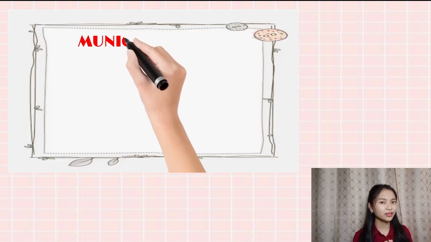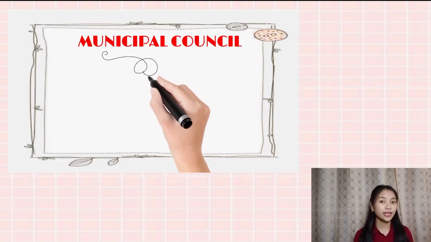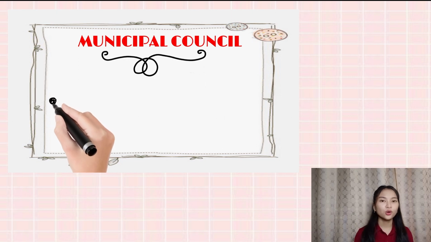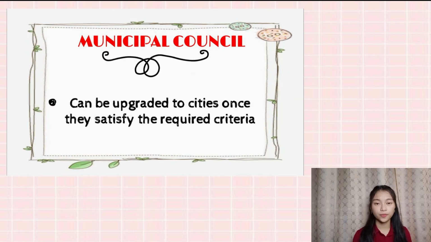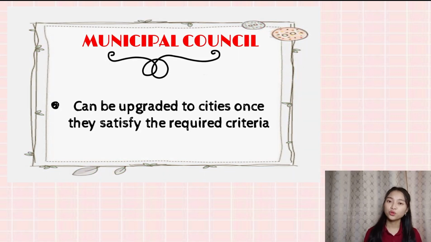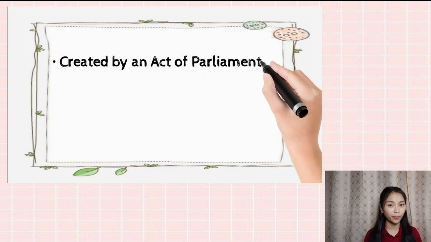So, the characteristic of a municipal council is that it can be officially upgraded as a city once it satisfies the required criteria. An example is the Municipal Council of Kota Kinabalu, MPKK, which was officially upgraded as a city on 2nd January 2000 when it finally satisfied the required criteria, and is now known as DBKK. A municipal council is also created by an act of parliament, which is why it is known to be the smallest administrative subdivision to have its own democratically elected representatives.